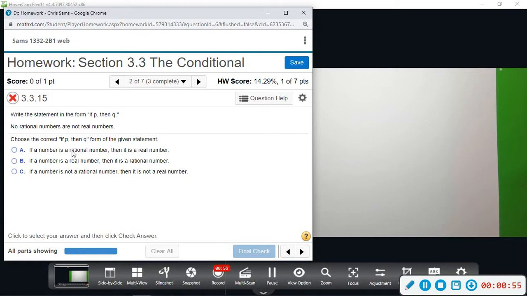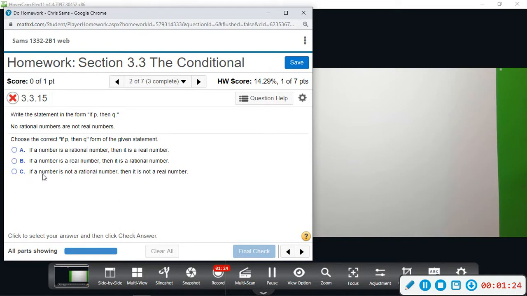If a number is a rational number, then it is a real number. So that's kind of like what we have here, getting rid of the not. If a number is a real number, then it is a rational number. This reverses the order. That doesn't hold true because you have some irrational numbers.